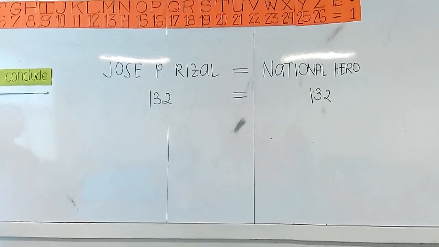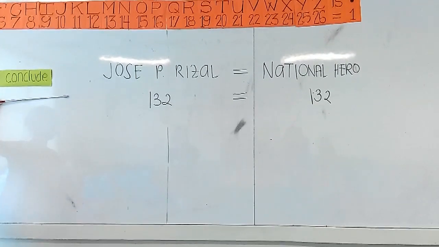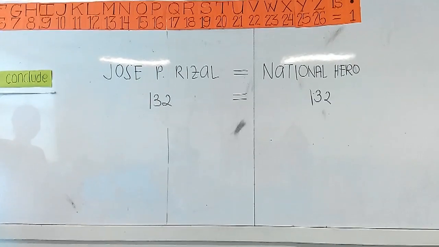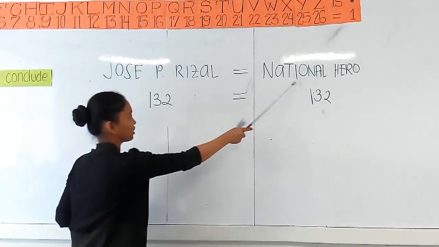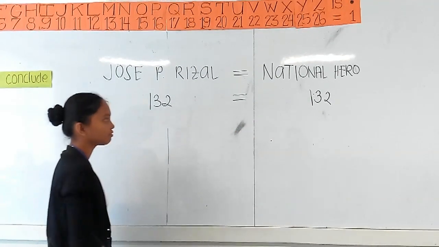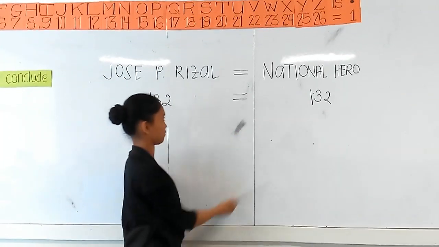Now, we can conclude that even in mathematical way, only the name Jose P. Rizal has the same value, hence has the right to claim the title of national hero. That's all.